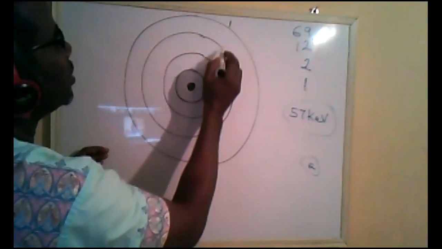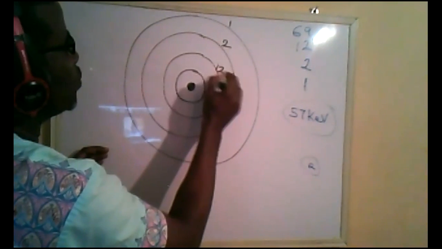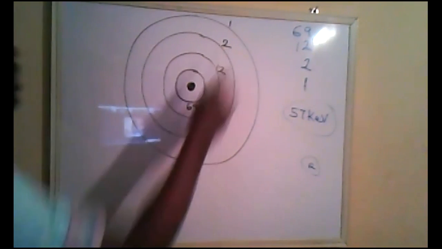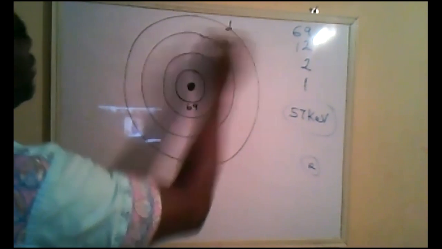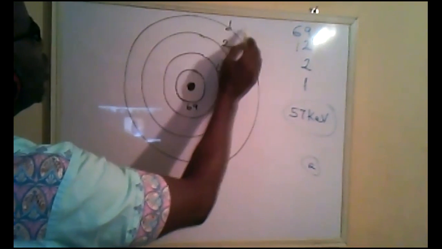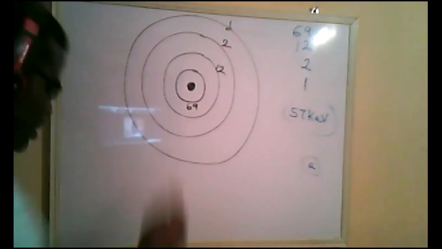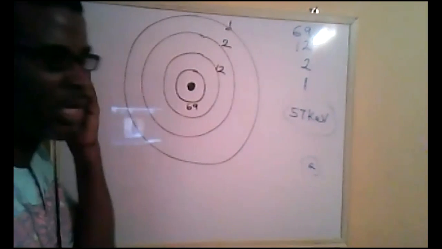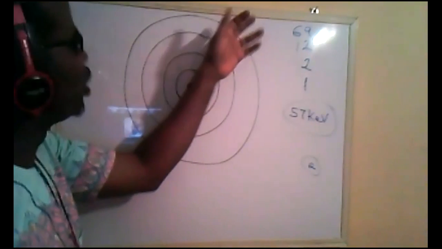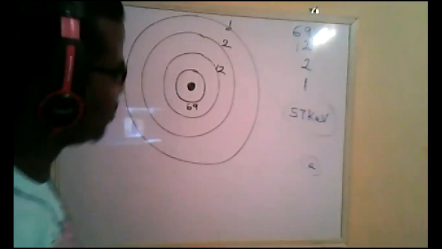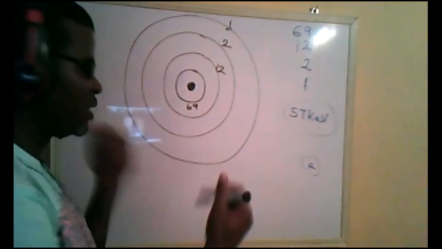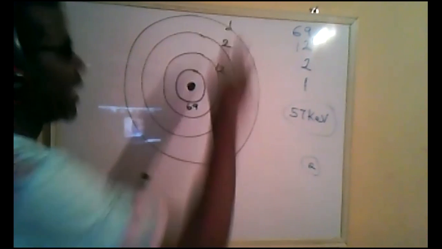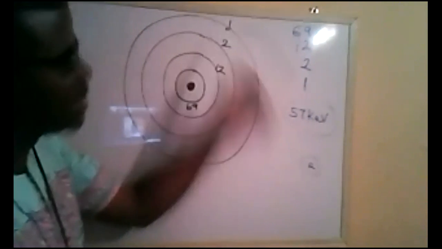This is 1. This is 2. This is 12. This is 69. If you have the electron here and 2 keV knocks it out, nothing else happens. The electron has been removed and will begin to move with the additional 1 keV energy as kinetic energy. So we are not going to have any characteristic emission.